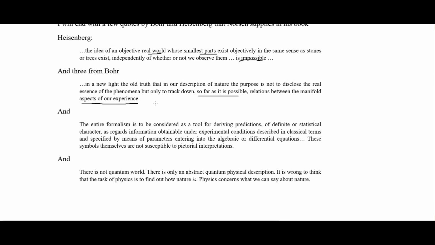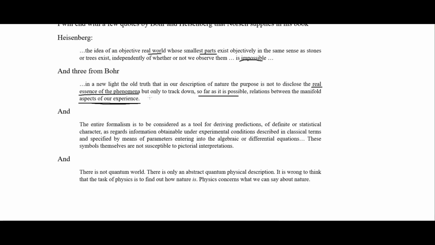And so that goes back to that Kantian axiom I mentioned above, where he's essentially saying that we shouldn't look for what he calls the real essence of phenomena, but you could put that in Kantian terms as the noumena, but only track down so far as is possible relations between the manifold aspects of our experience.